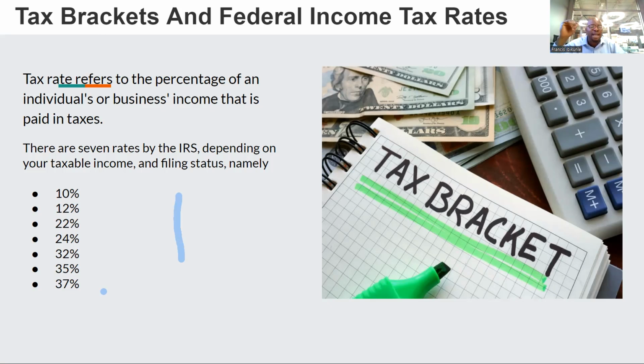The first is 10% of your taxable income. I'm going to show you the way it's calculated. Then 12% of your taxable income, 22% of your taxable income, 24%, 32%, 35%, 37% of your taxable income. I'll show you the formula so that you see the way they calculate, so that you know how to plan for it. It depends primarily on your filing status and on your tax bracket.